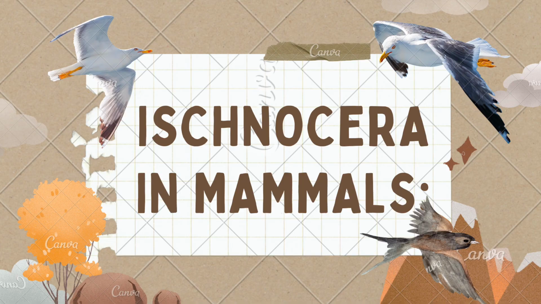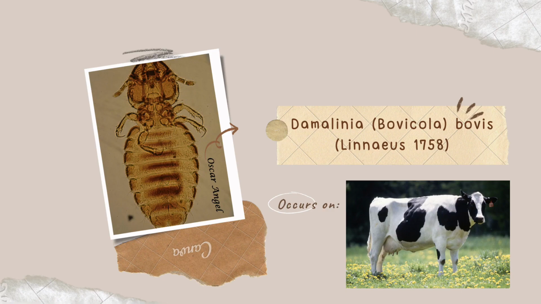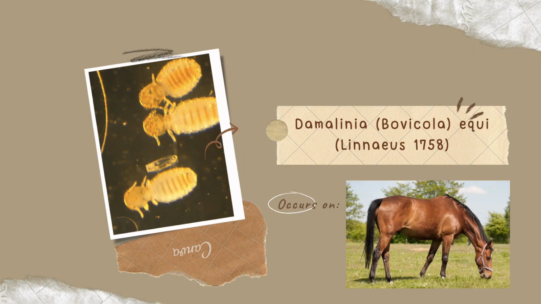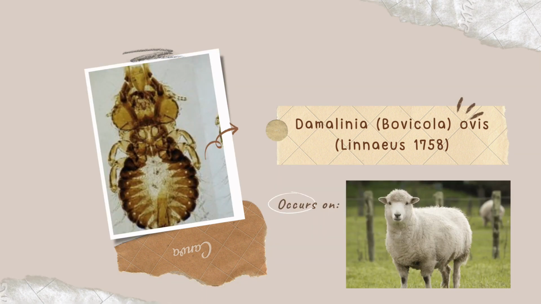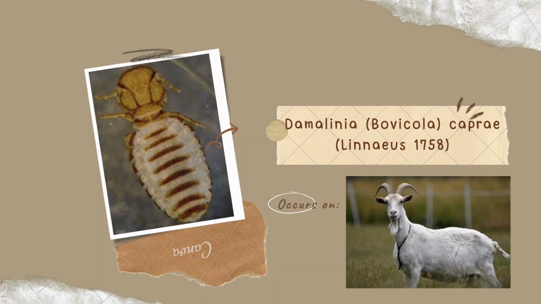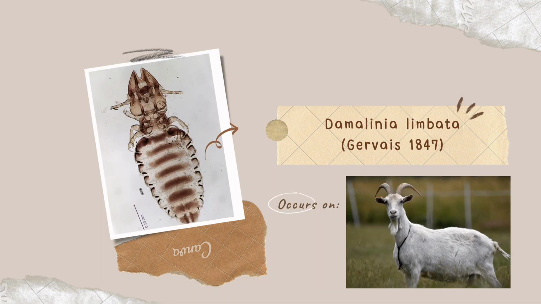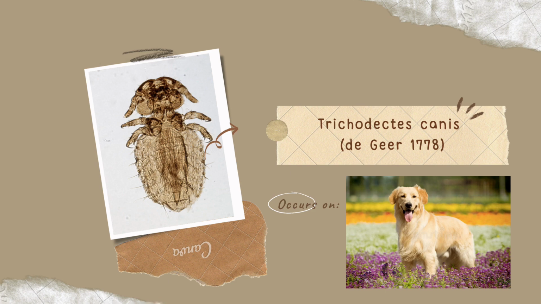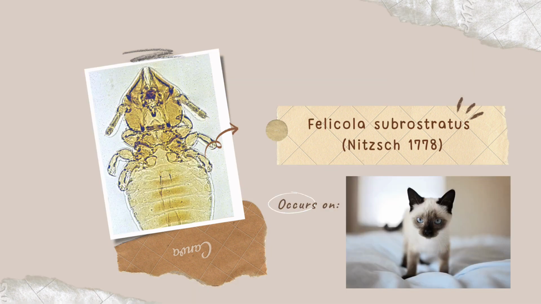Ischnocera in mammals. Damalinia bovis occurs on cows. Damalinia equi occurs on horses. Damalinia ovis occurs on sheep. Damalinia caprae occurs on goats. Damalinia limbata on Angora goats. Trichodectes canis occurs on dogs. And Felicola subrostratus occurs on cats.